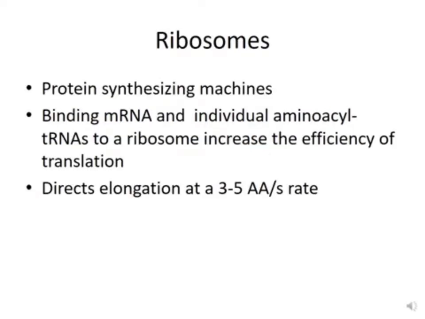The organelle that fabricates or synthesizes the protein is called the ribosome. As we mentioned earlier in the class, ribosomes are made of ribosomal RNA in addition to some proteins to make up its 3D structure. As I just mentioned, they are the protein synthesizing machines. They bind mRNA and individual amino acid tRNA to the ribosome to increase the efficiency of the translation process. They are very efficient, where they direct the elongation of the growing polypeptide chain at a rate of 3 to 5 amino acids per second.